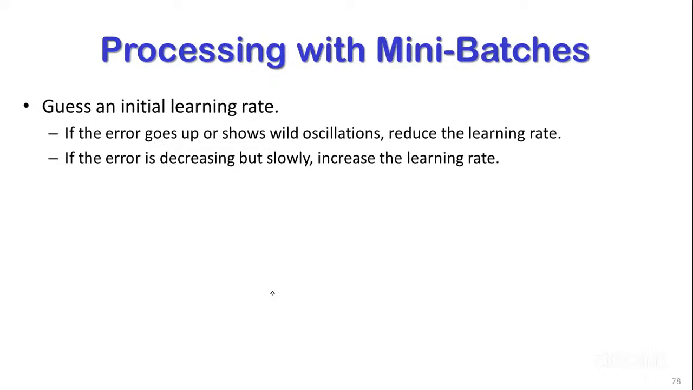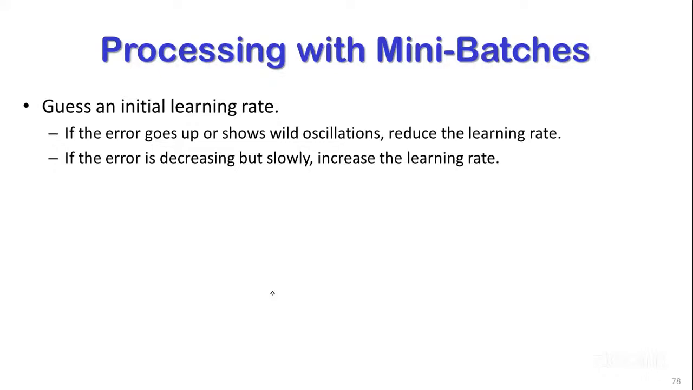Now, how do we do processing with the mini batches? Remember, we need to guess the initial learning rate. Now, if your error goes up or there are oscillations, right? You want to move straight to the minimum, but there are too many oscillations, then you need to reduce the learning rate. It means that you are moving from one place to another with a lot of jitters, so that is to be avoided, right?